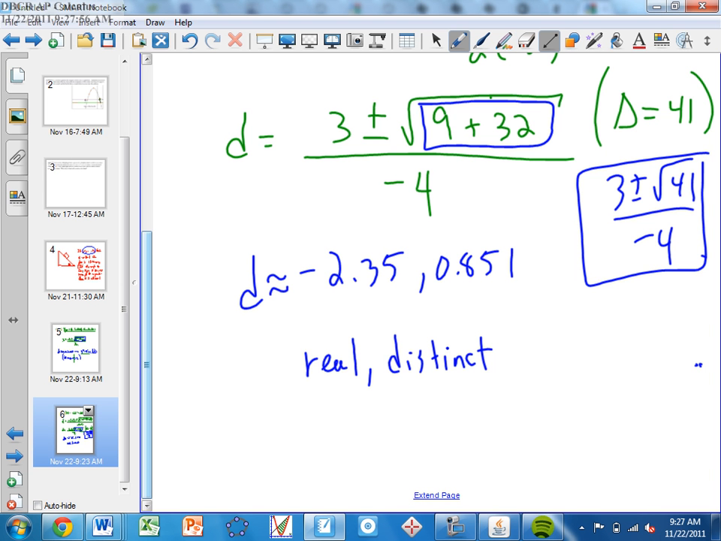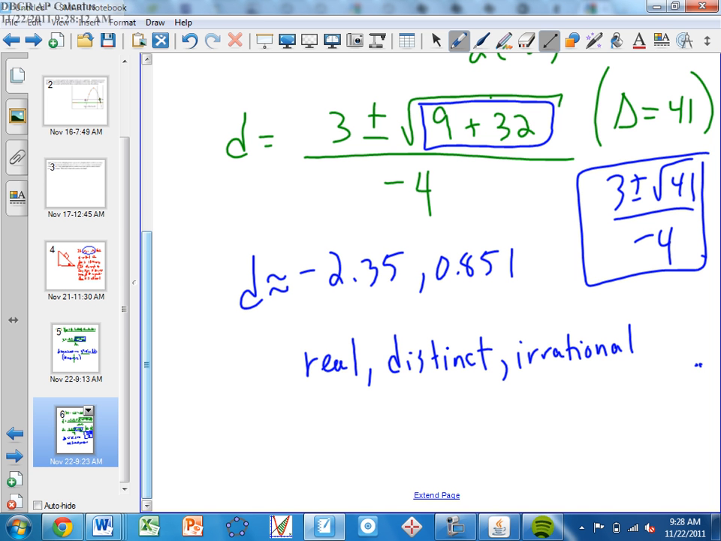Because again, I am rounding. My answers are irrational, but I'm not showing that here. You can't tell with the decimal, but you can tell with the radical. Okay, so they are real, distinct, irrational. Now, there's one other way we can describe them.